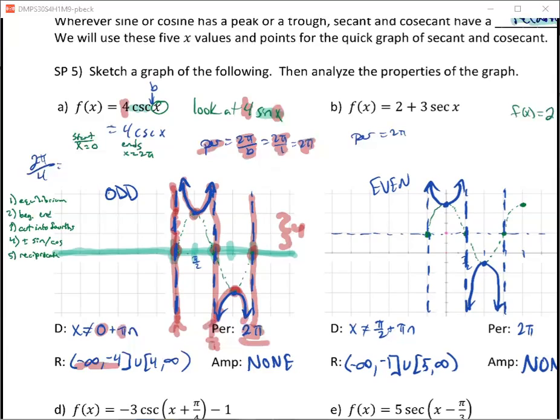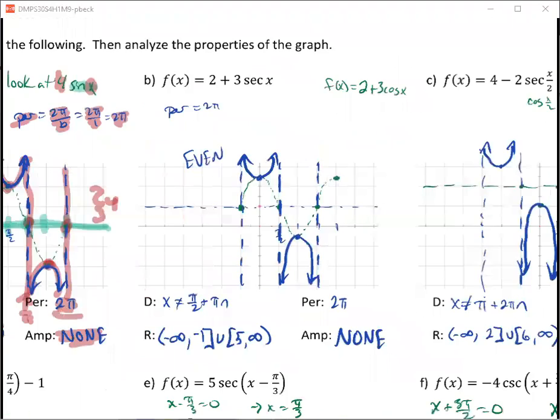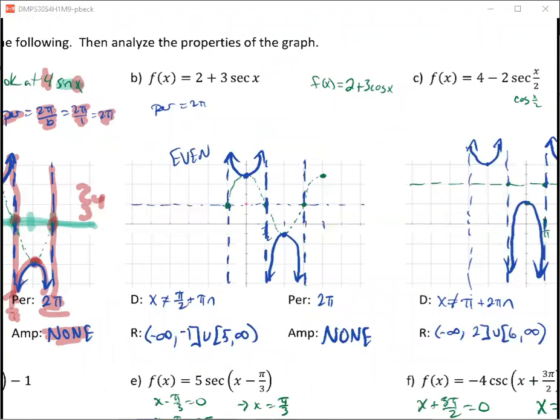Our range is negative infinity to -4, and 4 to infinity. We could see that easily on the graph. And as we said before, there's no amplitude. So on this next one, the very first thing we're going to look at is, what is my vertical shift? My vertical shift is 2.